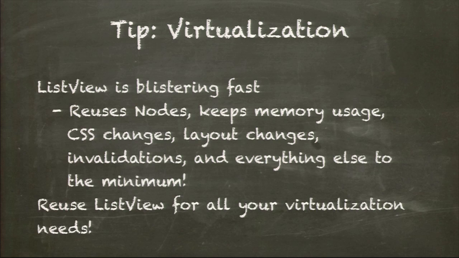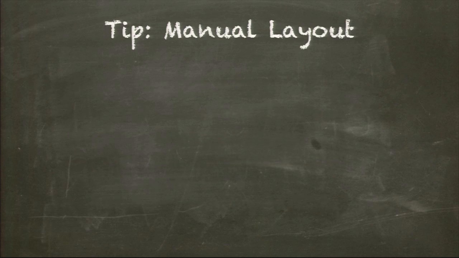So really what you ought to do, if you can, is reuse the list view for anything that you need to virtualize, in terms of, I have 10 billion items and I need to cycle through them. That's what you ought to use. So in the schedule builder application, we use list view on almost every page. It's fast. It's really, really fast. So that's a good tip.